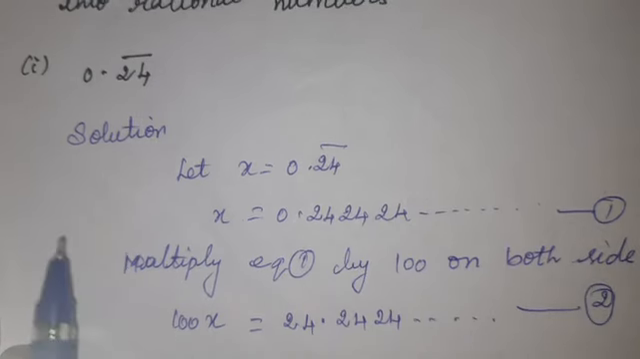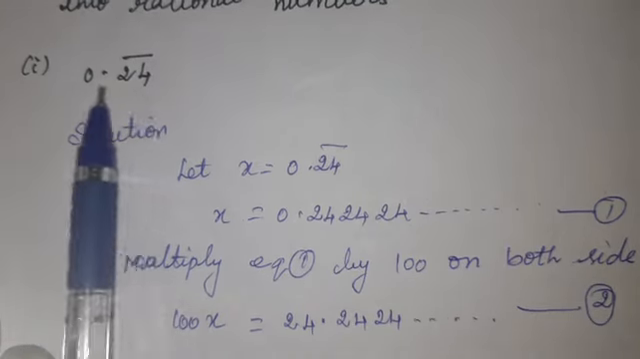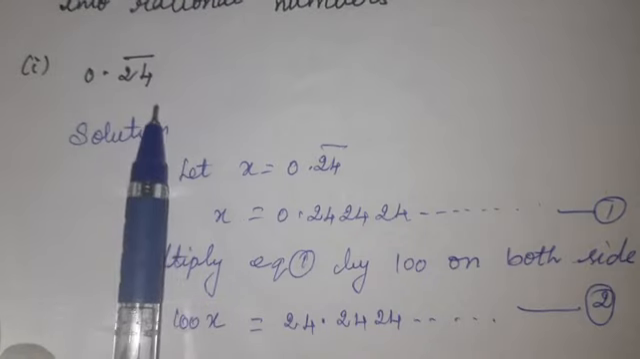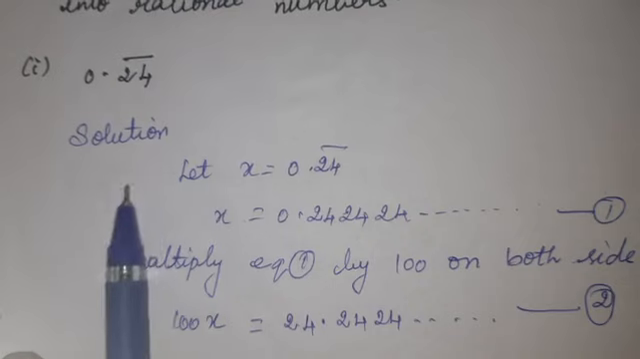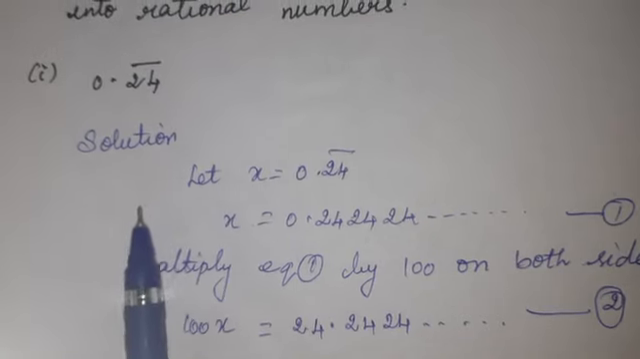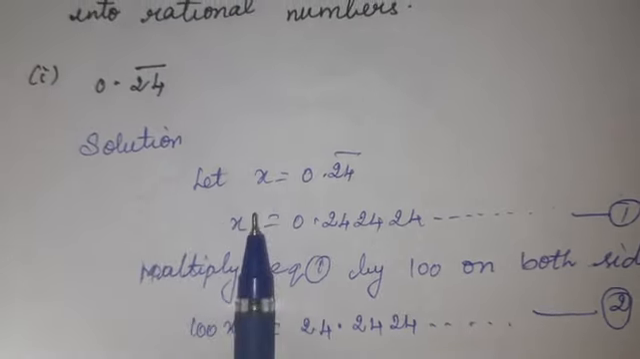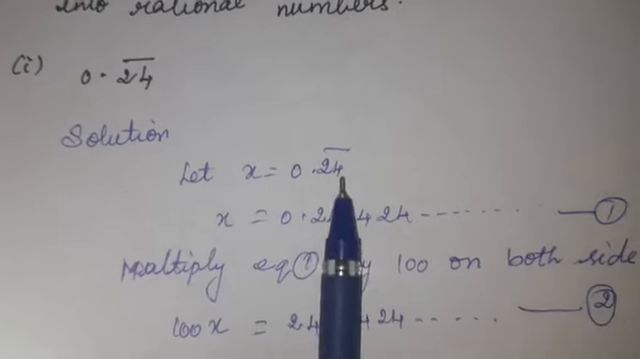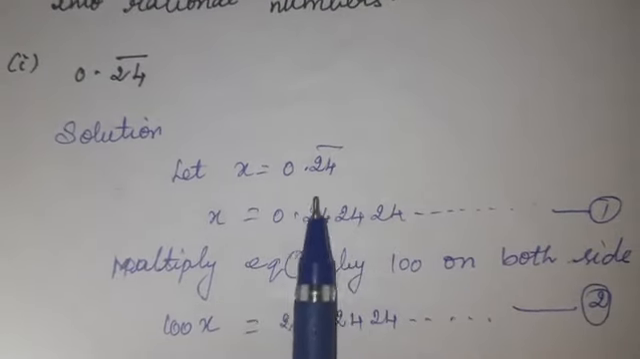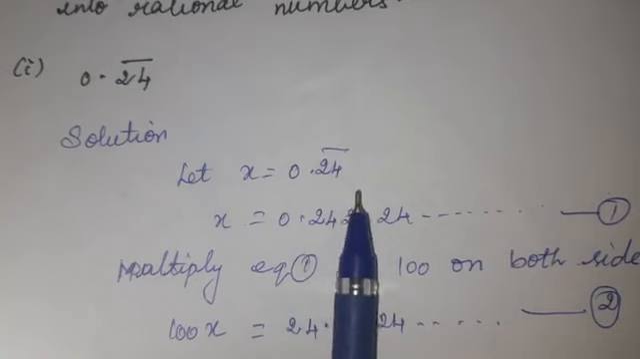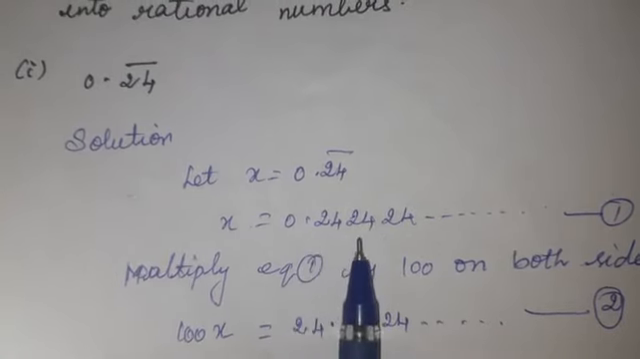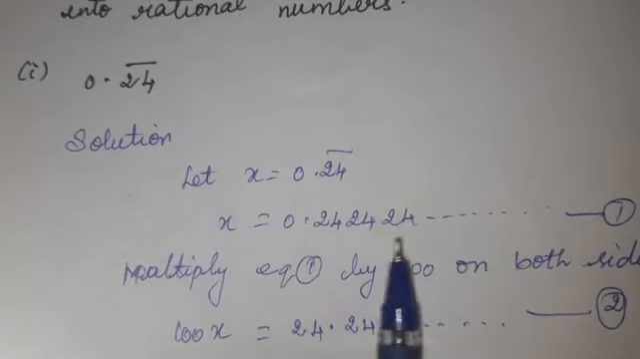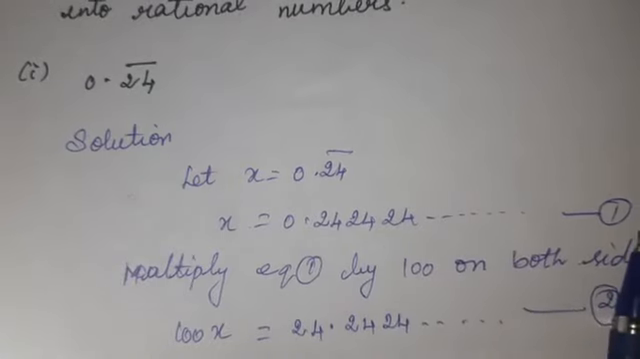The first question, 0.24 bar. This is the decimal format they have given, and we convert it into a rational number. Solution. Let x be equal to 0.24 bar. Bar means the repeating number is 242424. I am writing that here: x is equal to 0.242424 etc. I mark that as equation 1.